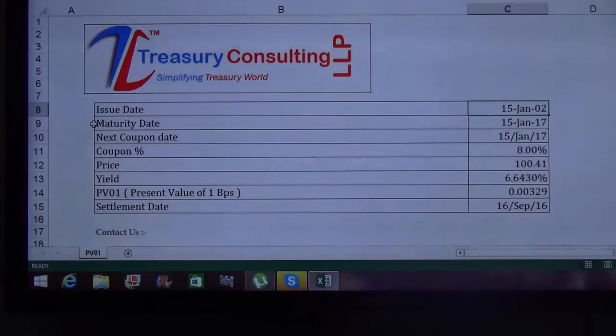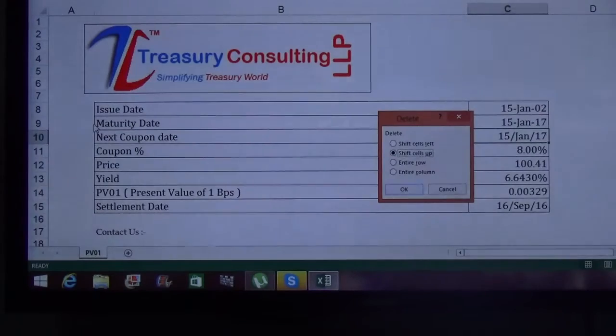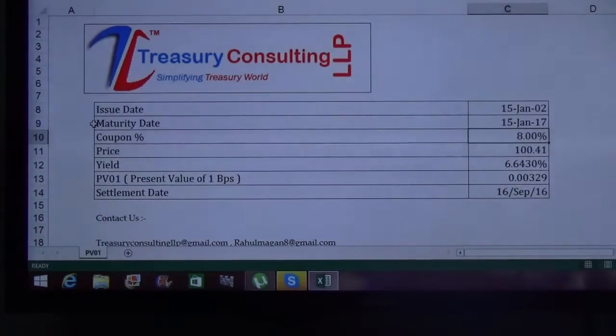In the demo we did, we assume that there is a bond which was issued on 15th of January 2002, and this bond is going to mature on 15th of January 2017. This is exactly the 15-year bond. So this bond would have a settlement date, or the last coupon is going to be paid on 16th of September 2016, right?